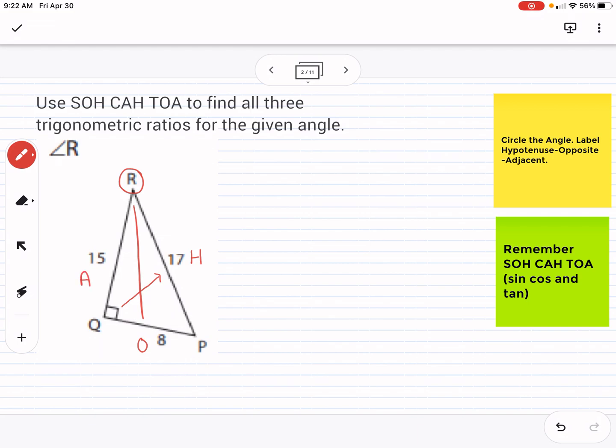From there, we're going to name our three trig ratios. So I'm going to start with SOH, which helps me to do sine. So it would be sine, then the angle R equals O over H. O is 8 and H is 17 in the picture.